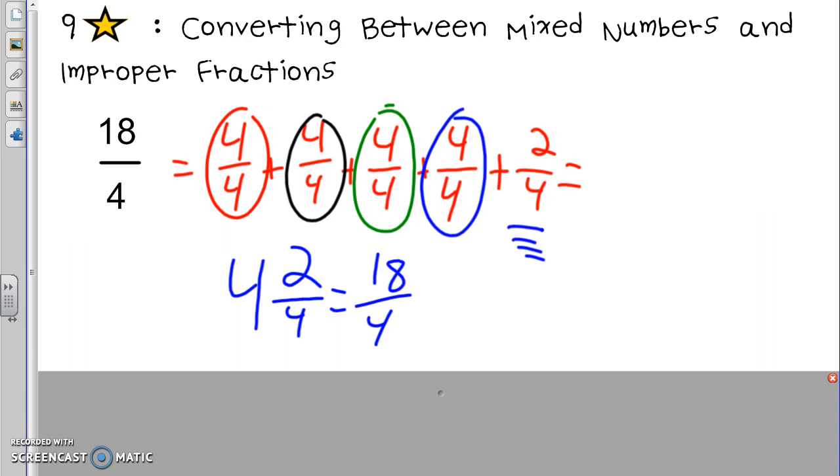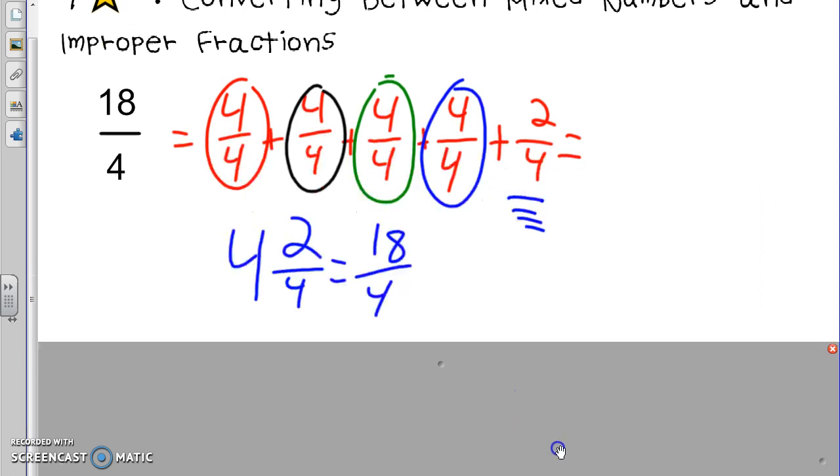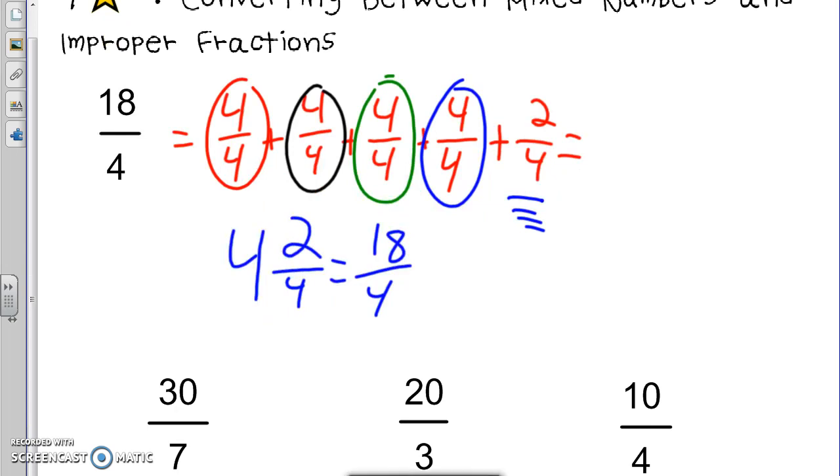Again, if that doesn't make sense, go back and rewatch it. Now I would like you to try to do these on your own down here. See if you can convert 37/7, 20/3, and 10/4 into a mixed number. And we'll check your work when you're done.